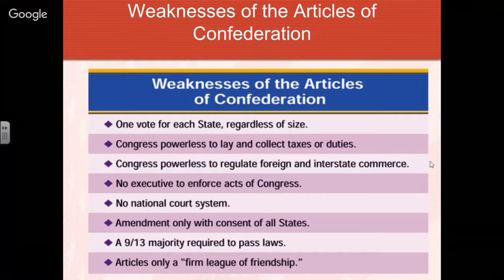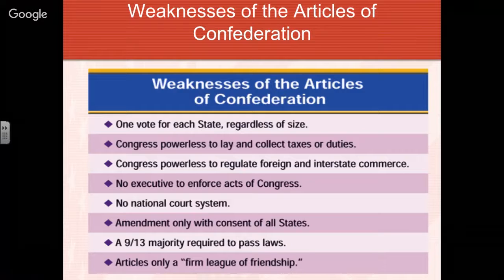Unfortunately, although this list seems lengthy, there were many weaknesses to the Articles of Confederation. If you need to, once I'm done explaining them, take a moment and pause this slideshow to write them down. One vote for each state, regardless of size, was something that did not make particularly the larger states like Virginia and Pennsylvania very happy. They thought that they should have more influence because of their size and also their contributions to the new nation. Congress was also powerless to lay and collect taxes or duties.